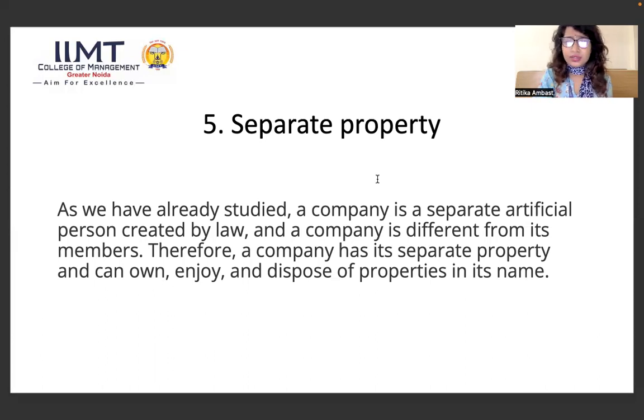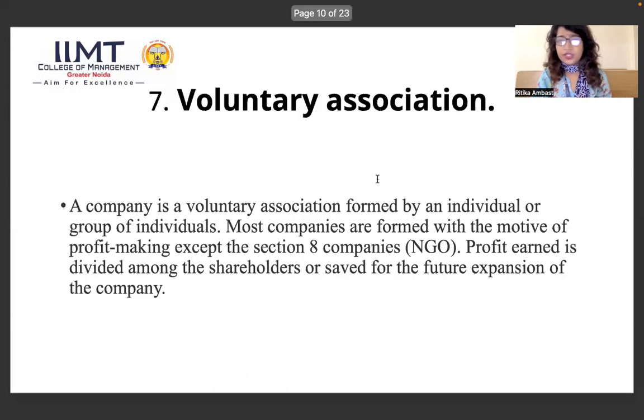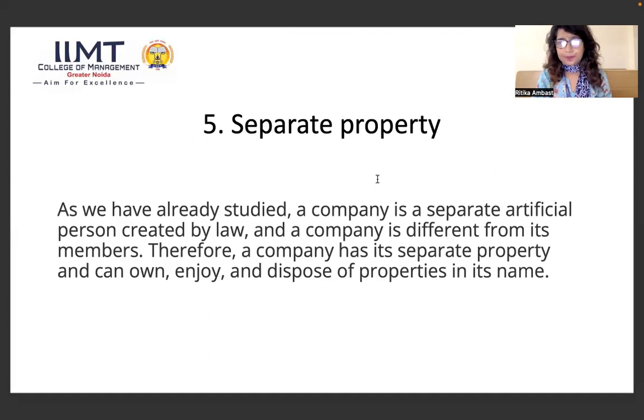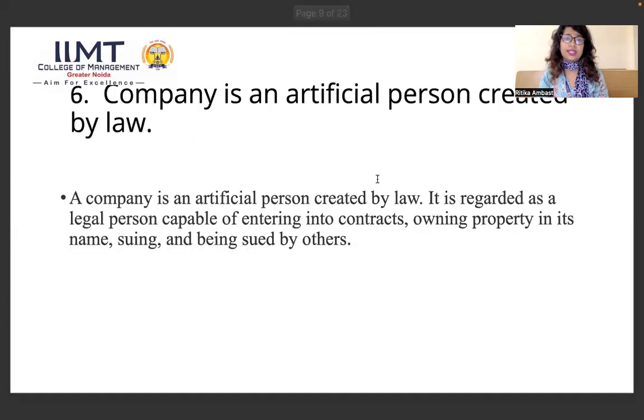It need not be entered in the owner's name in purchasing of property. And the next feature is that a company is an artificial person created by law.